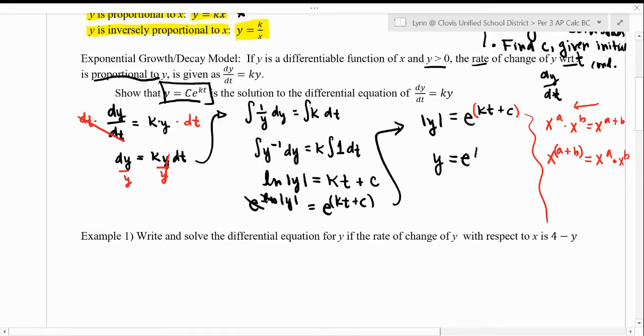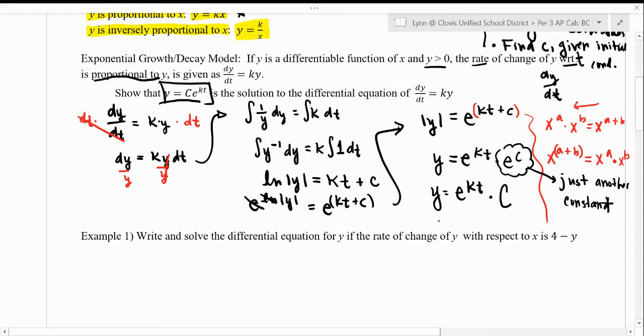So this would be e to the kt and then times e to the c. And then e to the c is just another constant, right? Because e is a number value, c is a number value. So that is just a whole other constant. And so typically when we do that, we would just, oops, let me spell it. That's a T, not a D. Okay. So then this would be y is equal to e to the kt, and then that's just another constant. And then I'm going to use a capital C, but I could do C1, C2. And so then that, if I move it to the front, is what we were trying to show.